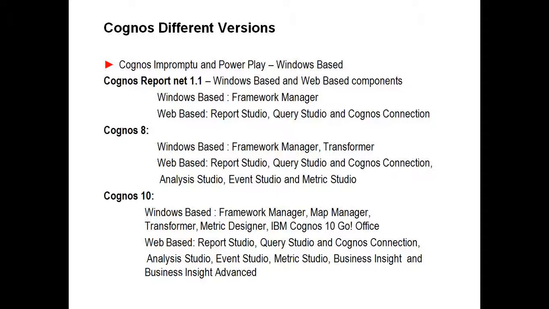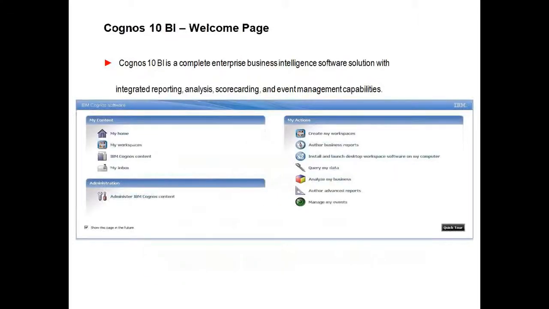Windows-based, for example, is like Windows Media Player. It has to be installed on your local machine, then only it will work. Otherwise, it will not work. So in the same way, Cognos has web-based and Windows-based tools as well. So these are the different tools that we are going to cover in the course.